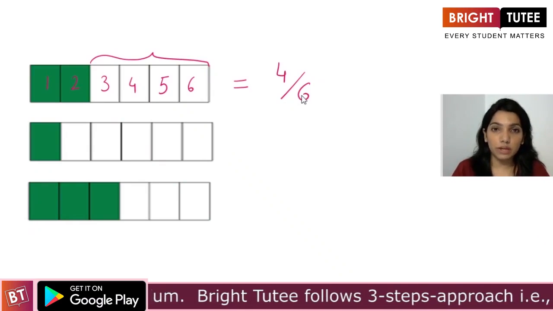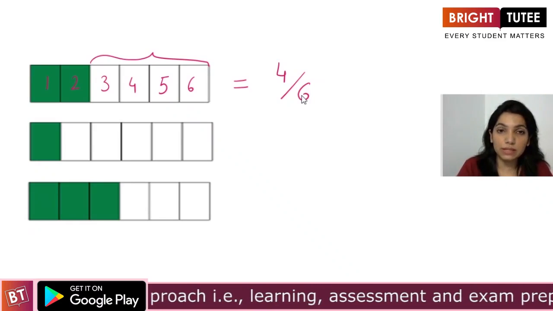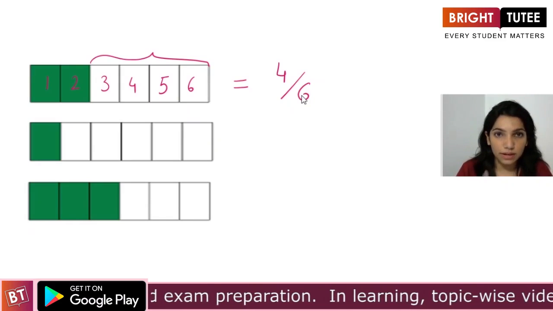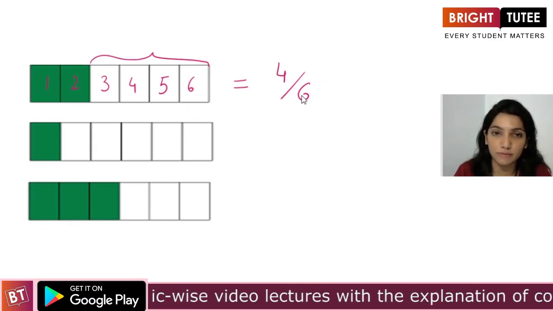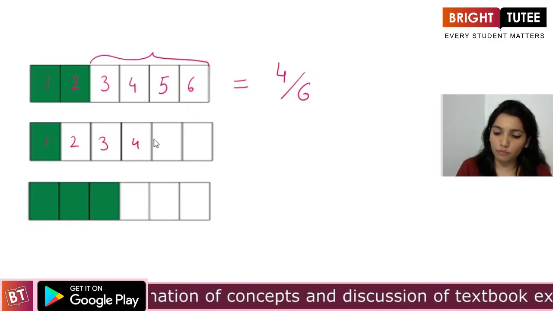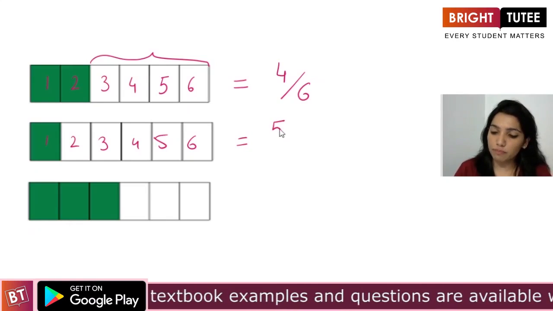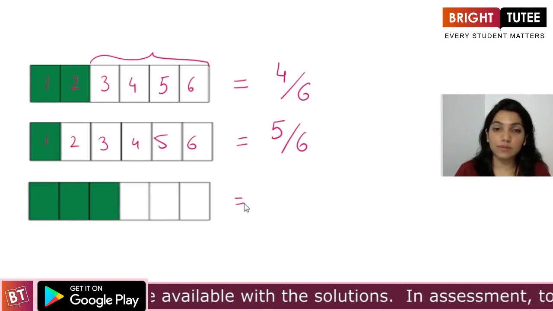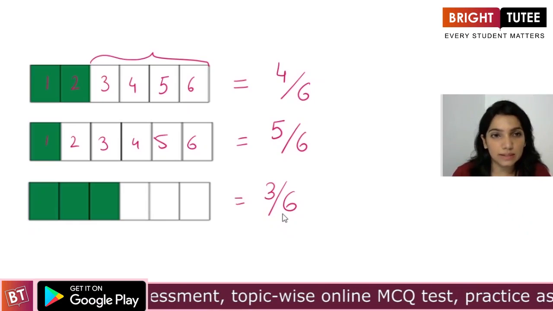Earlier we were working on the fraction that was shaded. Now I have just changed the question a bit. I am asking you what is the fraction of the non-shaded part. So it is very important to make sure that you are reading the question carefully. Now in the next one, 1, 2, 3, 4, 5 and 6 parts, out of which we see 5 parts are not shaded. Next one, out of 6, we see 3 parts are not shaded. I hope this is clear.